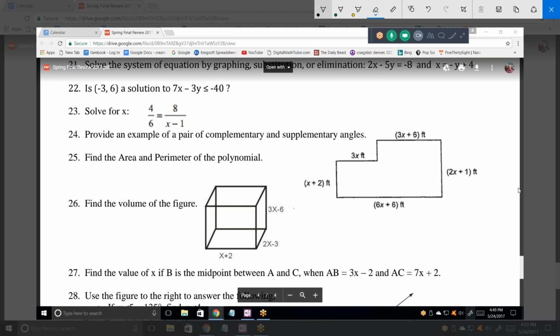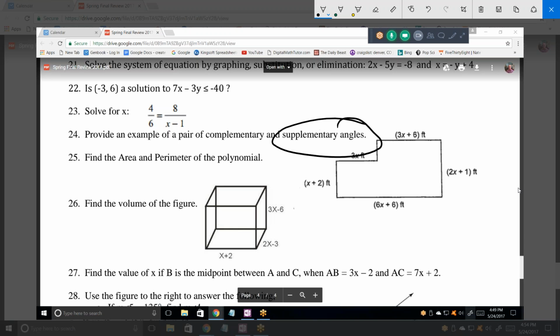Alright. Provide an example of a pair of complementary angles. Give me an example of two angles that are complementary. Let's start with the easier ones. Supplementary. Give me two angles that are supplementary. Supplementary angles add up to 180. So give me two angles that add up to 180.